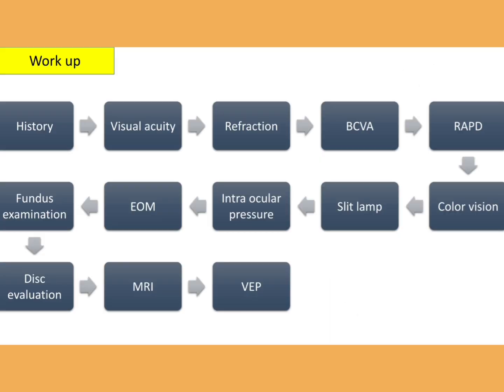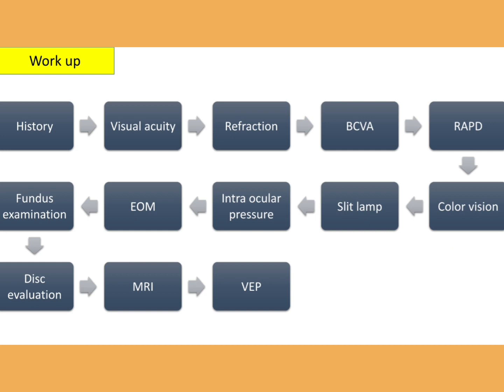Now, these are the workup protocol for optic neuritis. So first of all, you need to take a proper history of the patient. Ask about any previous infection, any fever, presence of any neurological disorder, or presence of HSV infection, trauma, anything, just ask the patient properly. Or has he taken any steroid medication, just ask what happened with him.